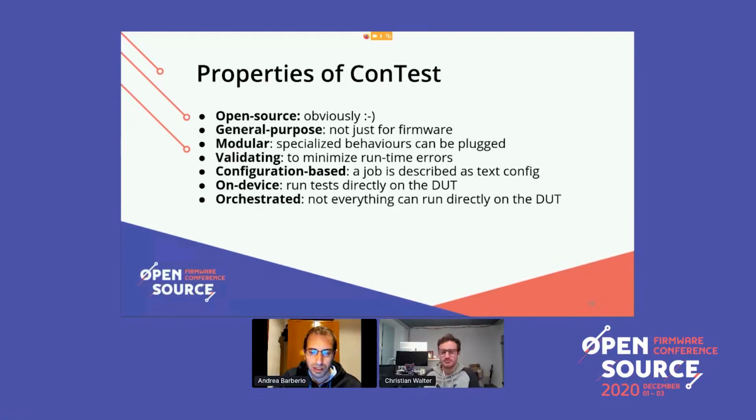ConTest can also run tests either on device or orchestrated. On device, it means that, like many other similar systems, you can run directly on the device under test. But orchestrated is also useful because you cannot always access the machine because maybe it doesn't have a way of letting you remote access like SSH or console. But maybe sometimes you just have to do something on the machine through some other system, like, for example, a BMC.